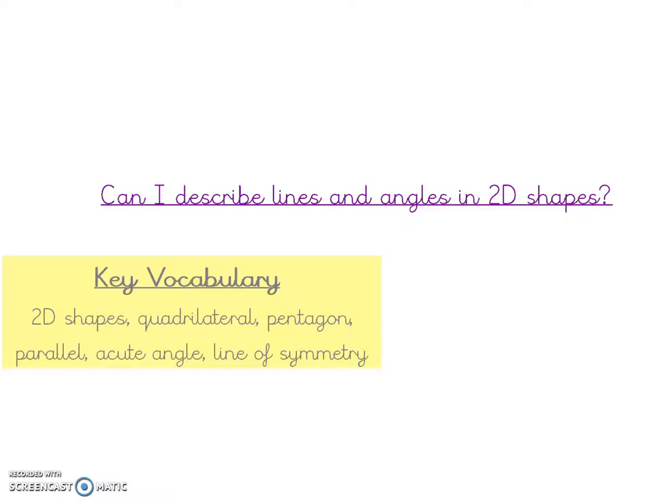In this session we're going to be applying all the work we've done previously on the different types of angles and the different types of lines, and using this to understand the types of lines and angles that create 2D shapes. So we're going to be able to use this information to describe the properties of these two-dimensional shapes.